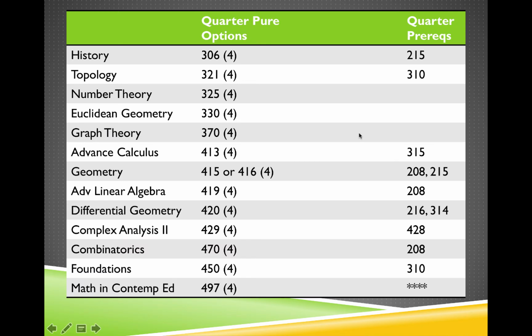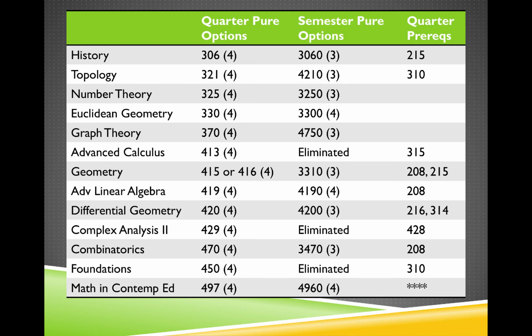Here is the list of the pure option courses. These are the courses that every student in the pure/secondary teacher prep option has to choose 6 of. Now let's see what's going to happen as we go to semesters.